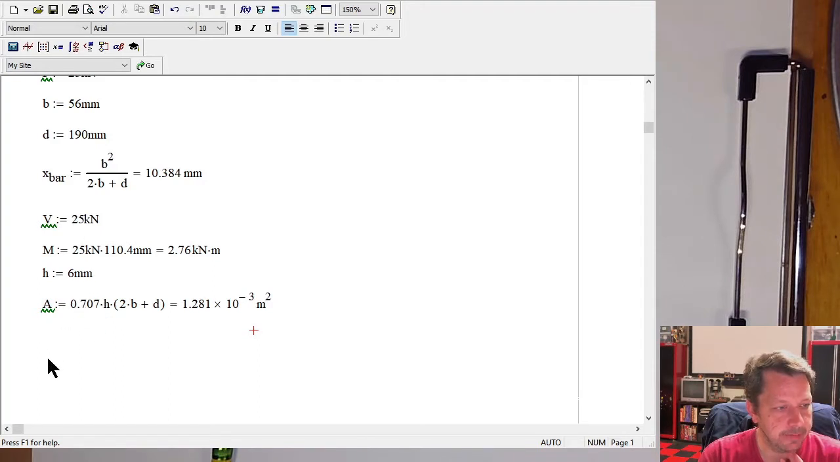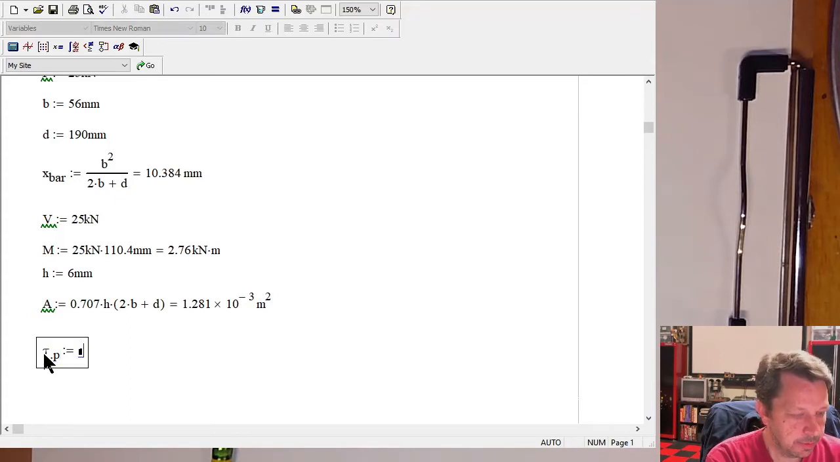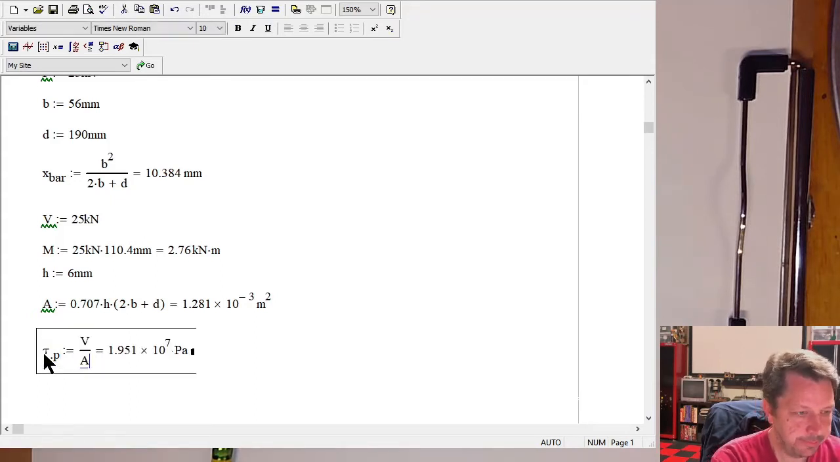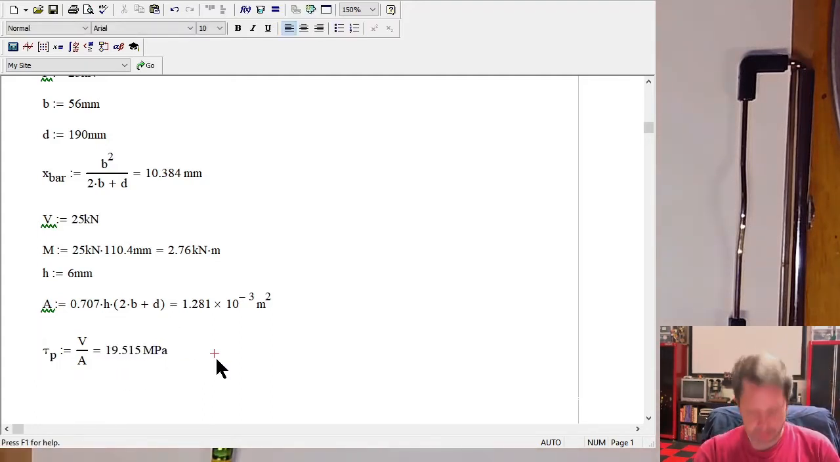We have V. We have A. We should be able to do our direct shear. So tau, we'll call it P for prime, or lower subscript P, equals V over A. Comes out in pascals. Let's make it in megapascals. So 19.5 megapascals. Let's see if we're still on track with what the book is telling us. Yes, that's what they have.